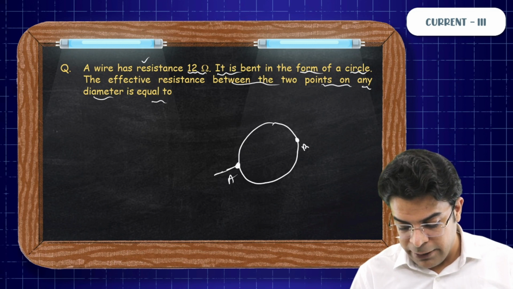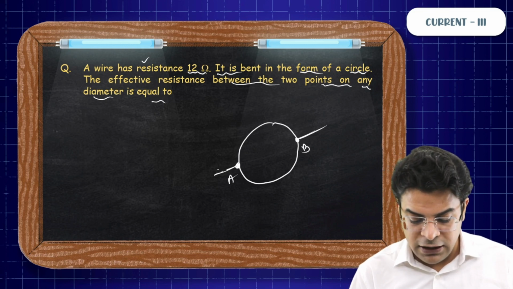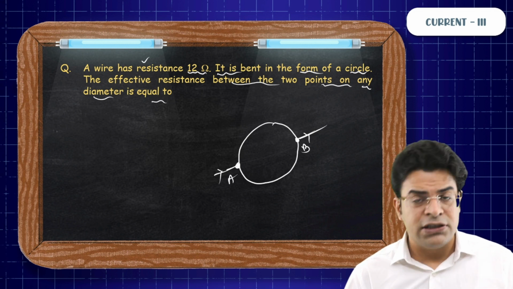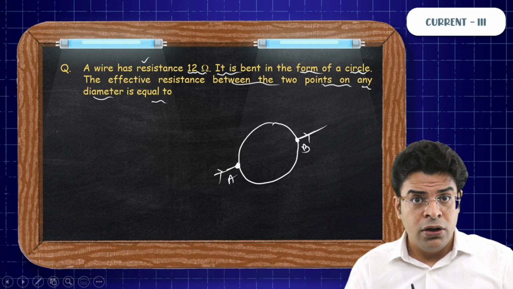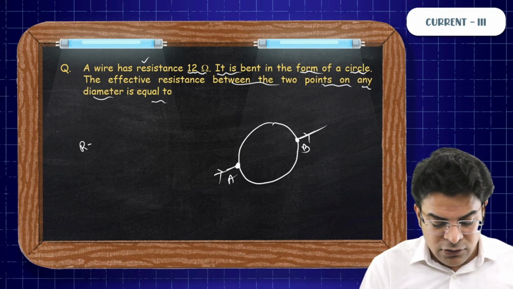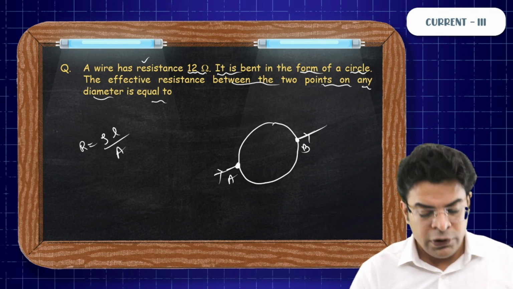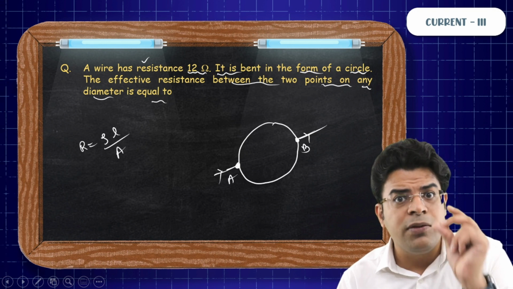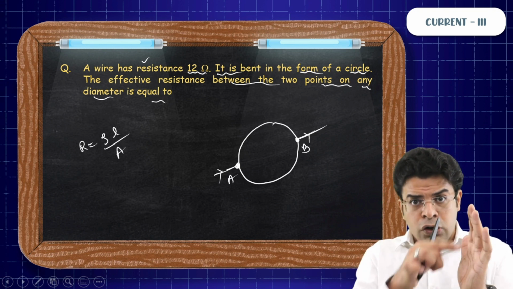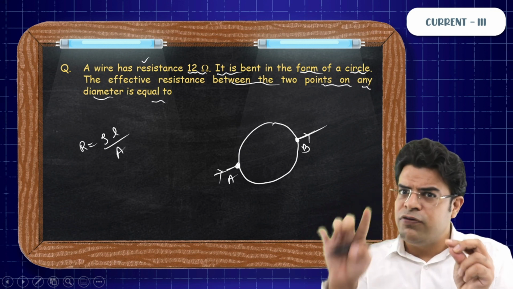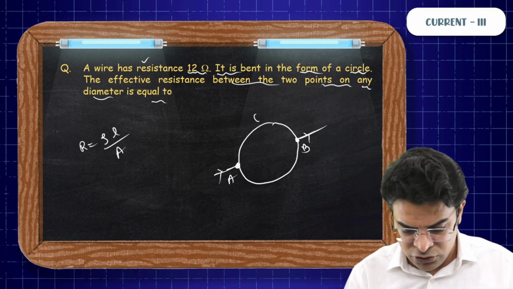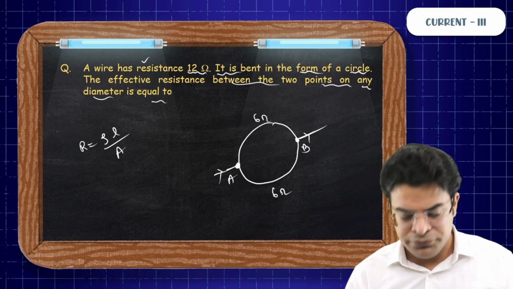So you will say if the current enters from here and exits from here, the whole loop has got resistance of 12 ohm. We know that resistance equals to rho L by A. So the resistance is directly proportional to length. For the whole loop, for the whole length, the resistance is 12 ohm. So for the half length, the resistance has to be 6 ohm. So this will have 6 ohm, this will have 6 ohm.